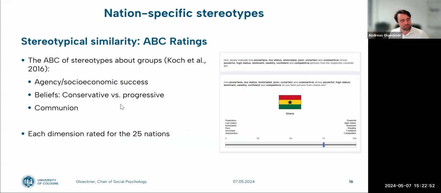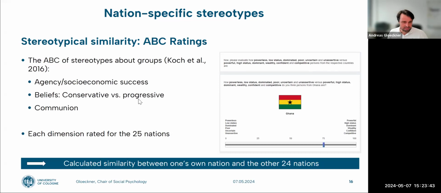Then we asked them for these ABC stereotype ratings. Here you see an example, for instance, people rate how agentic people from Ghana are. "So now please evaluate how powerless, low status, dominated, etc., versus powerful, high status, etc., are people from Ghana." And they did the same for the B rating, which had labels like traditional, religious versus modern, alternative, liberal, and for communion, which has labels like untrustworthy, repellent versus trustworthy, likable, altruistic, warm. So these were taken from previous research in social psychology, so we didn't invent this. And they rated this for all other nations.